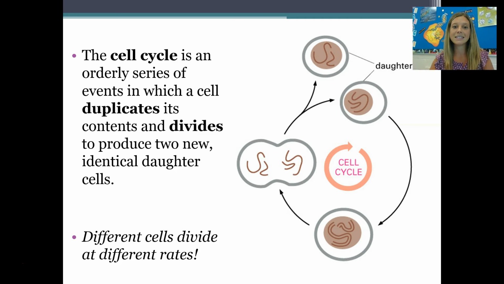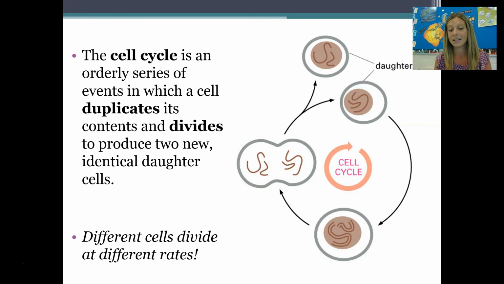The cell cycle is the series of events in which a cell duplicates its DNA and all of its organelles, its contents inside, and then divides to produce 2 new identical daughter cells. So the goal of mitosis is to make more of the same cells, which makes sense, right? If you want to repair injured skin cells, you want to be able to make more identical skin cells. So the purpose of mitosis is to make more identical cells, more of the same cells.